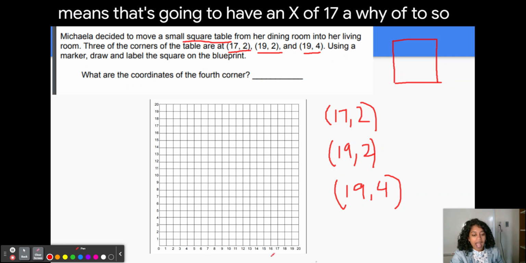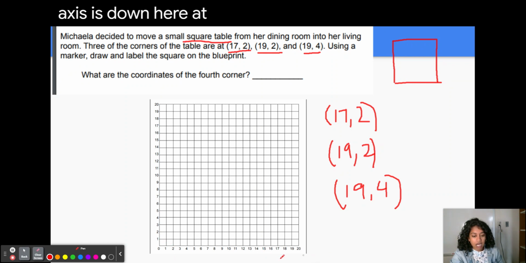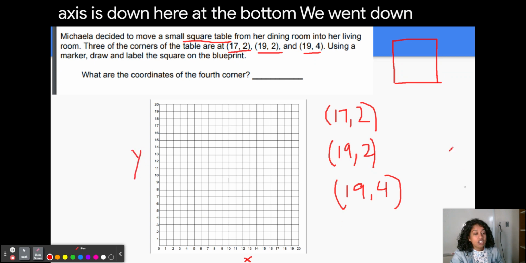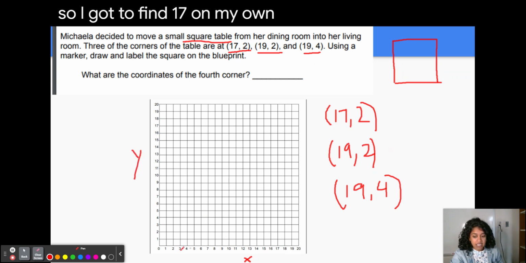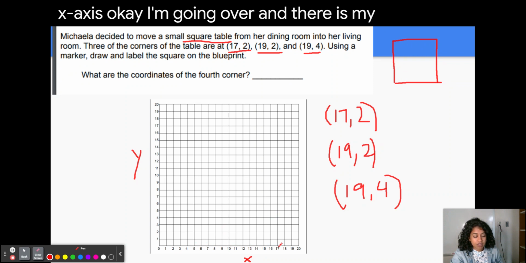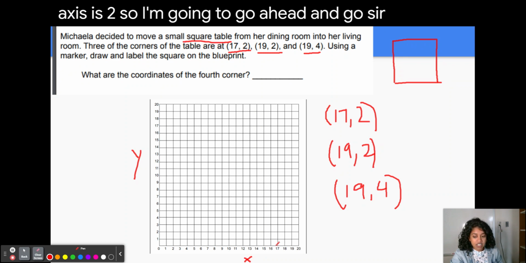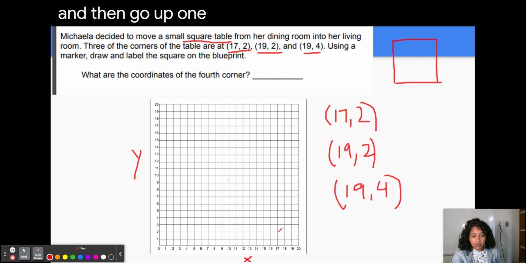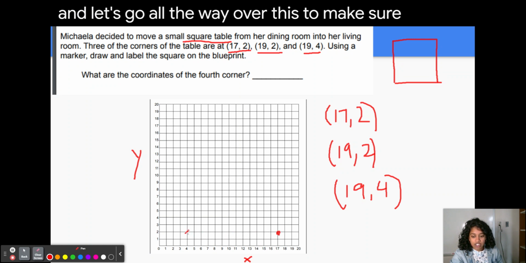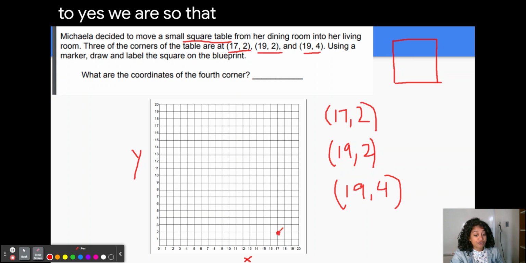of 2. So our x-axis is down here at the bottom, and our y-axis is going up and down. So I've got to find 17 on my x-axis. If I look down on my x-axis, I'm going over, and there is my 17. My y is 2. So I'm going to start from 17 and then go up 1, 2, and draw a point right there. And let's go all the way over just to make sure we're at 2. Yes, we are. So that is our first point.